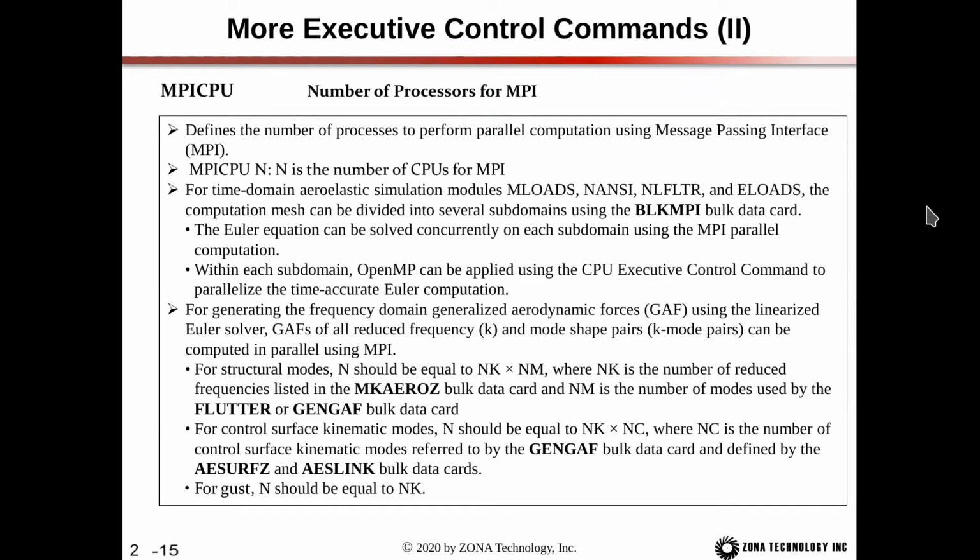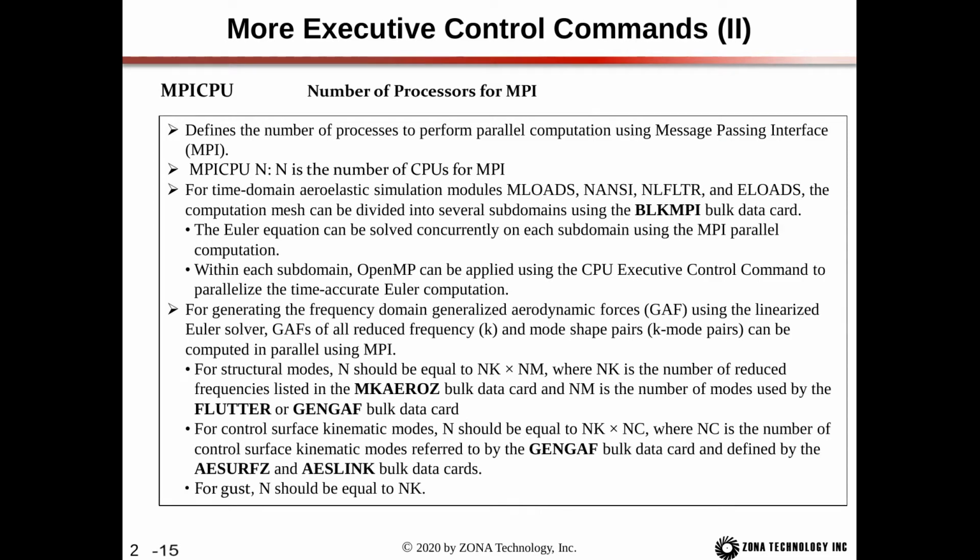Now for the time domain aeroelastic simulation modules, M-loads, Nancy, nonlinear flutter, and E-loads, the computational mesh can be divided into several subdomains using the block MPI bulk data card. In this case, the Euler equation can be solved concurrently on each subdomain using MPI parallel computation, and within each subdomain, OpenMP, which is the CPU command on the previous slide, can be applied using the CPU executive control command to have parallel computation in the time-accurate Euler computation.